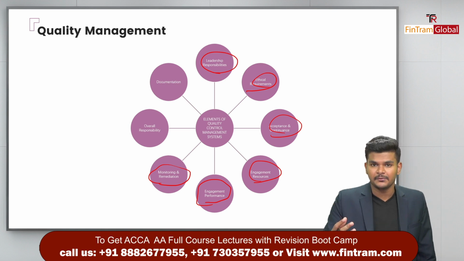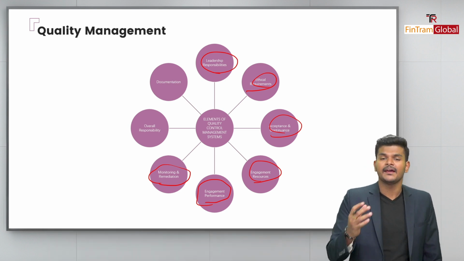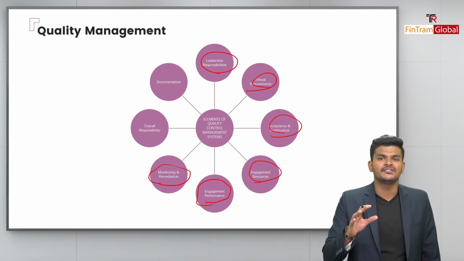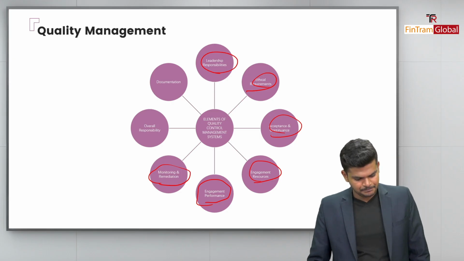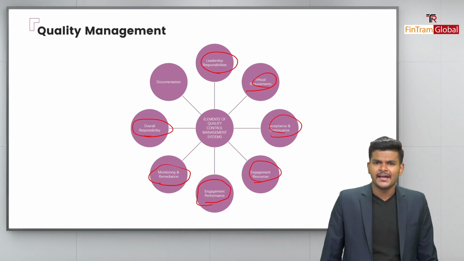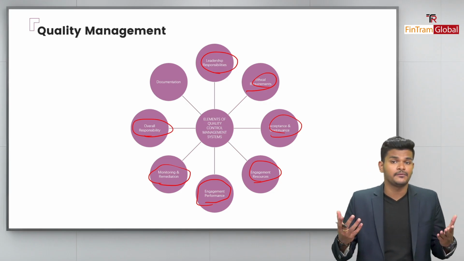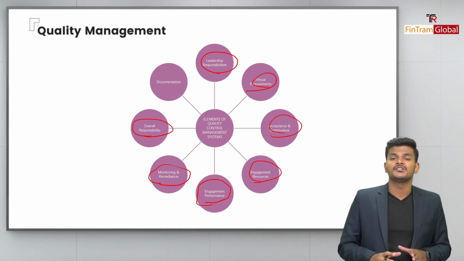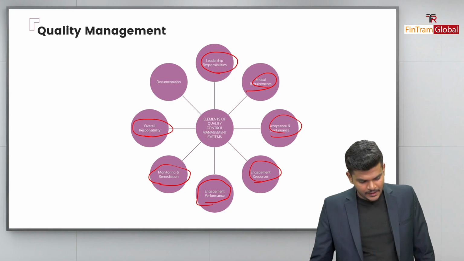Who are we consulting with? What have we consulted them on? And what is the solution that they're providing? All of these things should be documented properly. And what else? Overall responsibility of the audit. Who has that? The audit partner has that. And of course, everyone in the audit team is by default accountable, but still the ultimate responsibility lies with the audit partner. And finally, documentation.